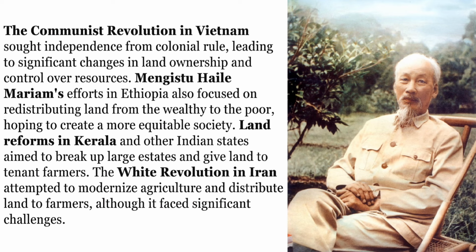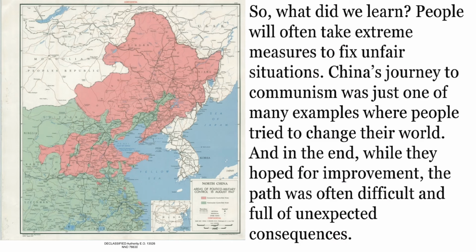Land reforms in Kerala and other Indian states aimed to break up large estates and give land to tenant farmers. The White Revolution in Iran attempted to modernize agriculture and distribute land to farmers, although it faced significant challenges. So what did we learn? People will often take extreme measures to fix unfair situations. China's journey to communism was just one of many examples where people tried to change their world. And in the end, while they hoped for improvement, the path was often difficult and full of unexpected consequences.